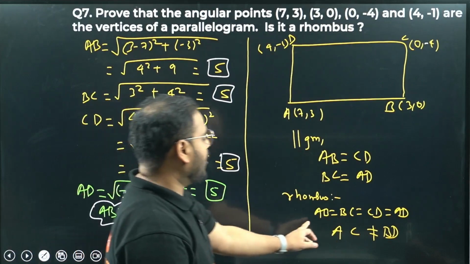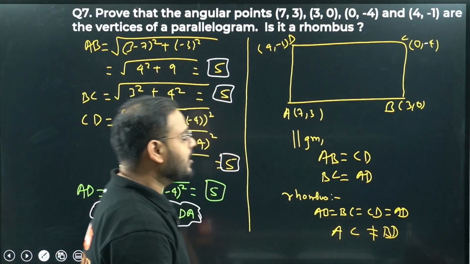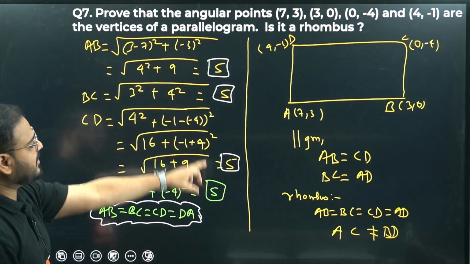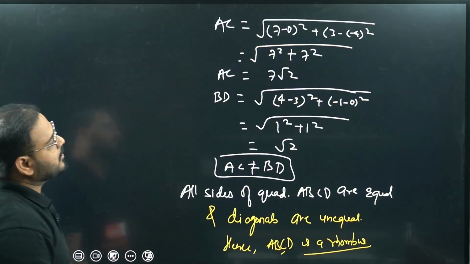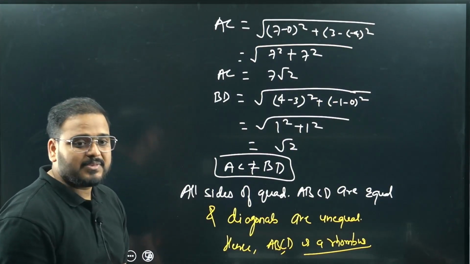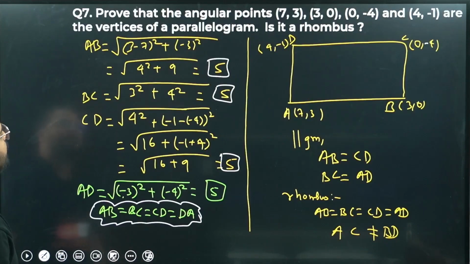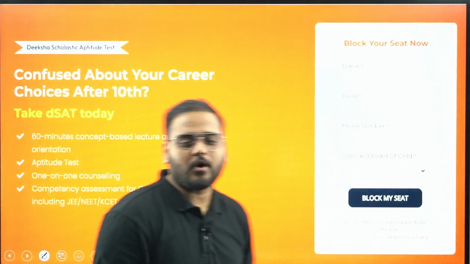So please check. All sides equal, diagonals unequal. It's a rhombus. I got here all sides are 5, 5, 5, and diagonals are what? 7 root 2 and root 2. It means they are unequal. From the beginning, have a look once again. Yes, this completes our session today for all the 7 questions.